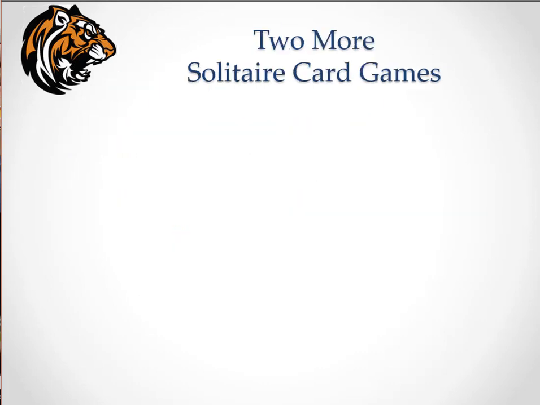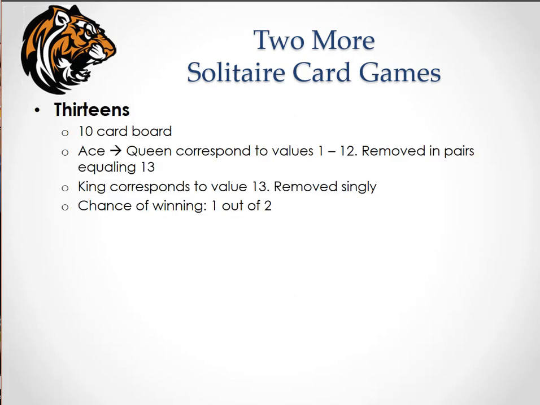All right. So for the last few weeks, we've been working on our 11s game. It's a solitaire card game, and we learned to play that, and we implemented that game. What we're going to do next in our next assignment is you're going to implement or create 2 more solitaire card games. One of them is called 13s. It is very similar to the game 11s, except it has 1 more card on the board. It has 10 cards on the board.